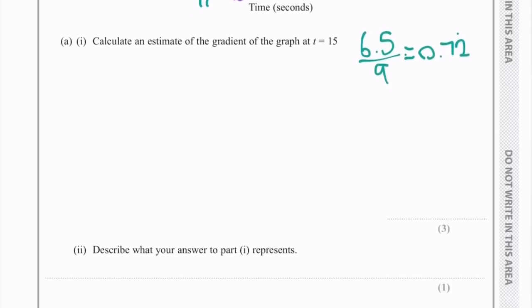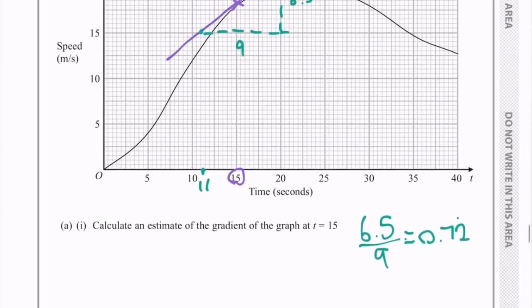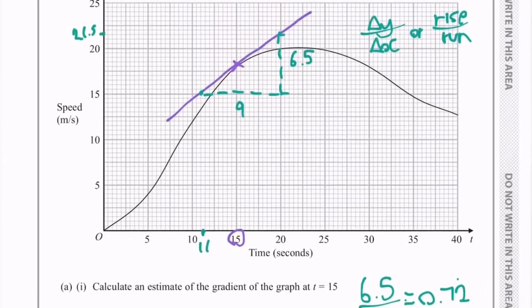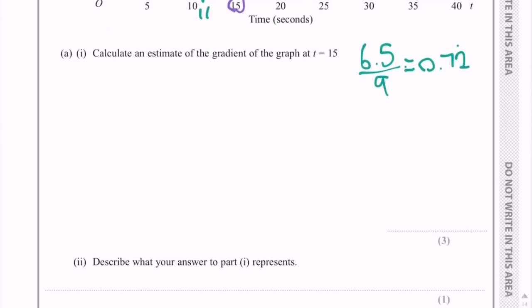Now the next part of the question says describe what this represents. So just having a look at our graph, we've got speed against time. So a change in speed over time is an acceleration. So this represents acceleration. There we go, so acceleration.